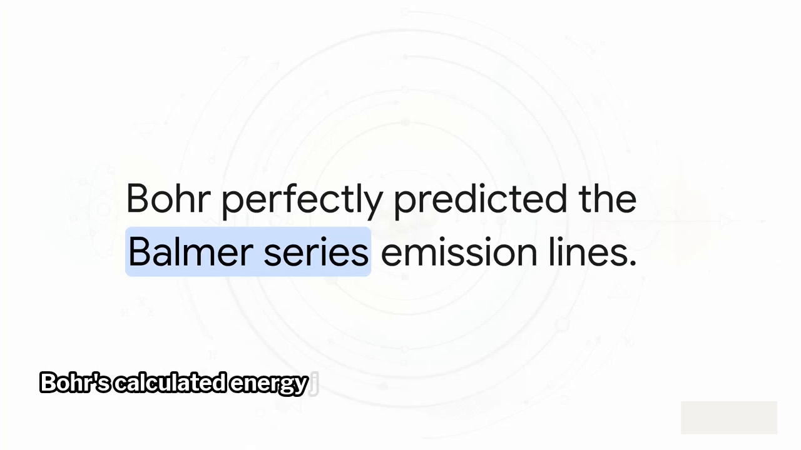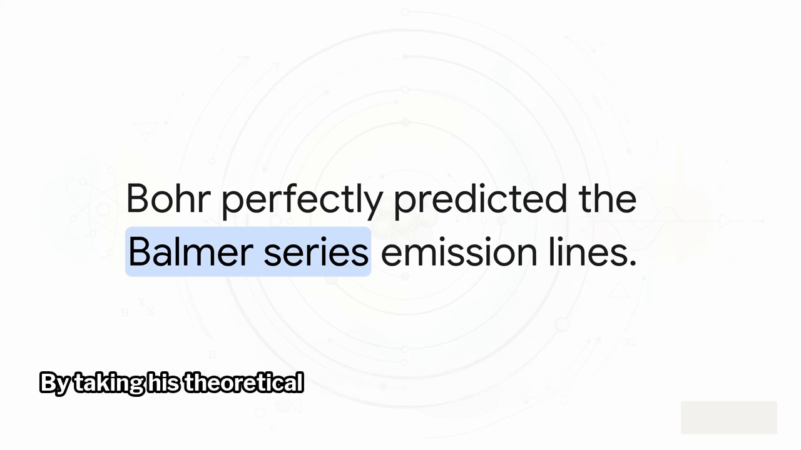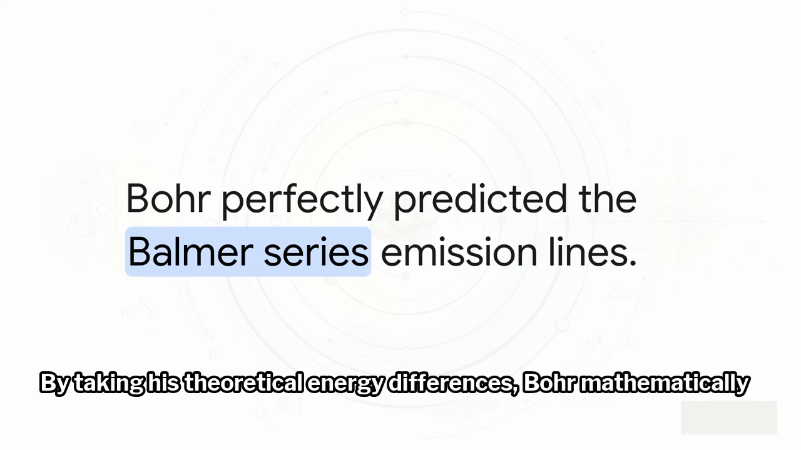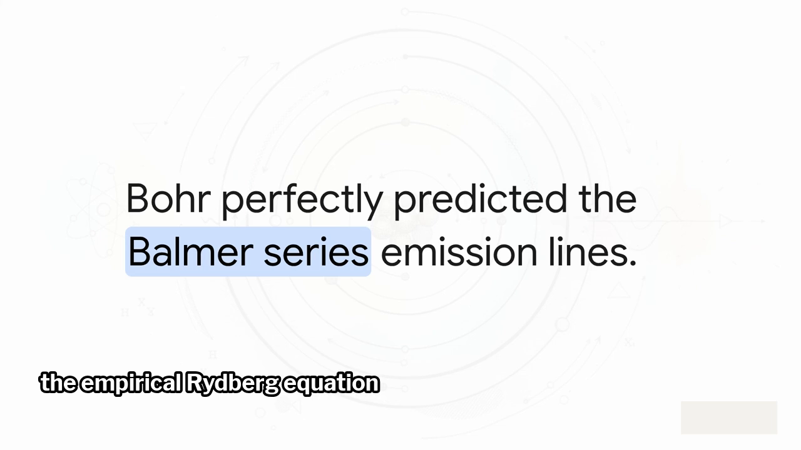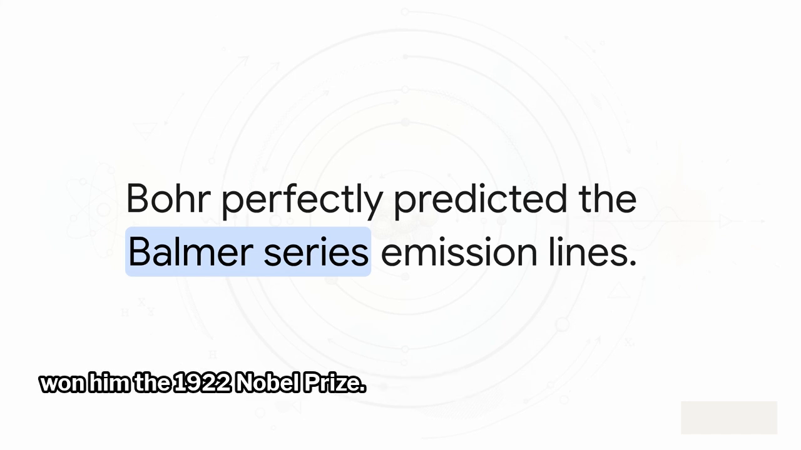Bohr's calculated energy jumps perfectly matched the specific wavelengths of the Balmer series, those mysterious colored lines scientists had observed but couldn't explain. By taking his theoretical energy differences, Bohr mathematically derived the empirical Rydberg equation from pure theory. He completely proved that energy quantization is real, and this stunning confirmation rightfully won him the 1922 Nobel Prize.